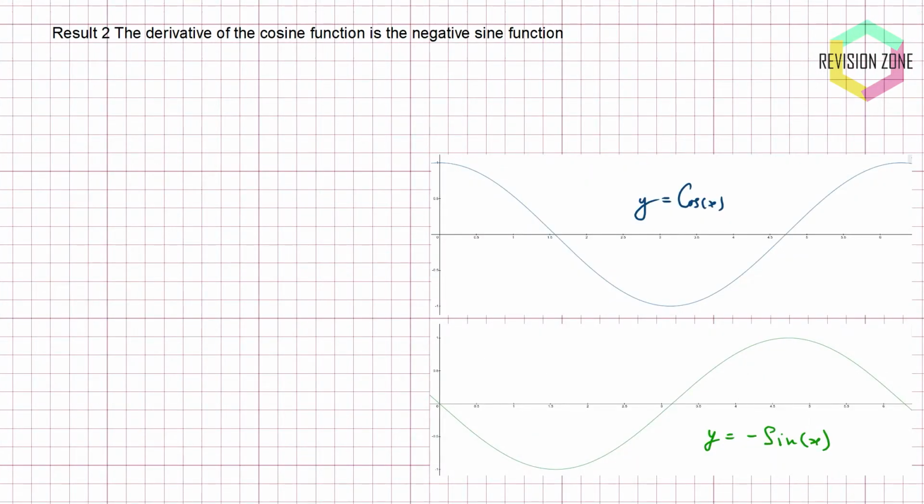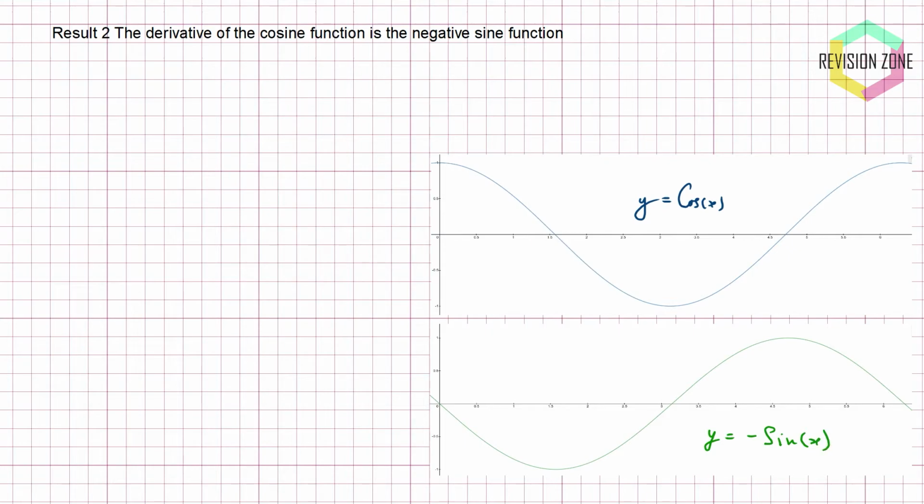So result 2 tells us that the derivative of the cosine function is actually the negative sine function, not quite the sine function. We can run through this at a slightly quicker pace. So we've got the graph of the cosine function here, and then the other graph we have is of the negative sine function.